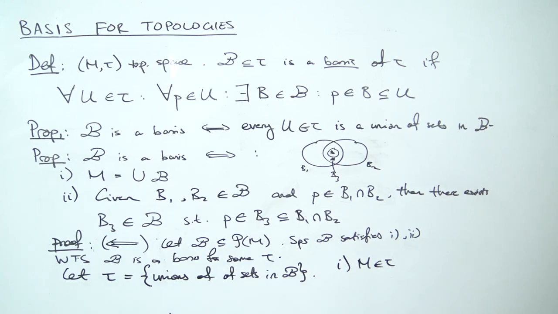So the empty set, by this construction, is also in the topology. So the empty set is in tau. We just don't take the union of anything. Now we're going to skip the second axiom for topology and take a look at the third axiom.